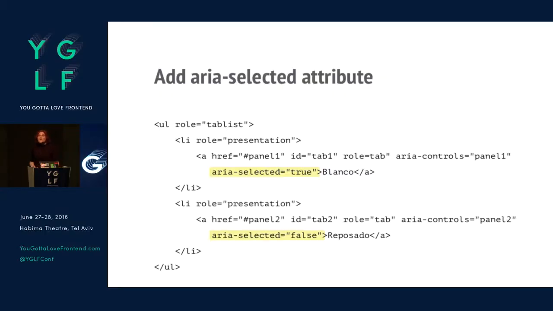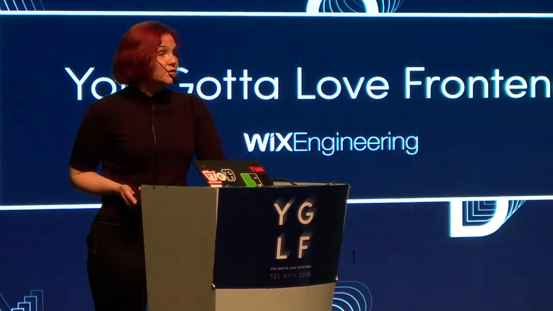We're going to use ARIA-selected again on each of the tabs. For the currently visible tab, we're going to set it to true. And for all others, we're going to set it to false. And as the user interacts with this widget, those attributes across all the tabs get updated. So only one at a time should ever have a value of true, and all the rest should automatically then be updated to false.